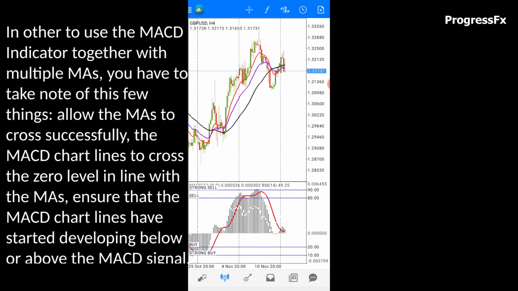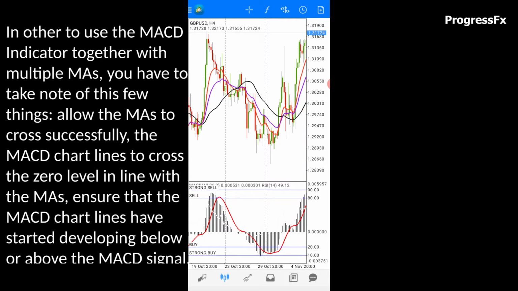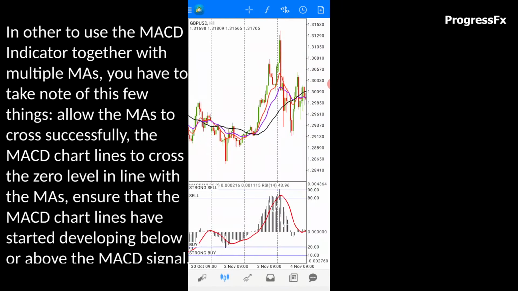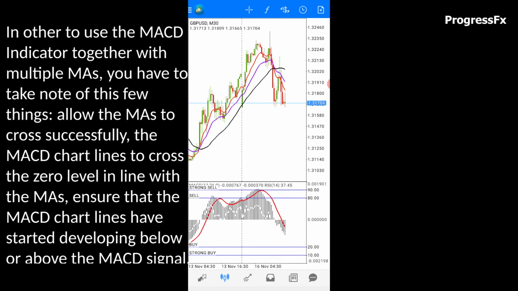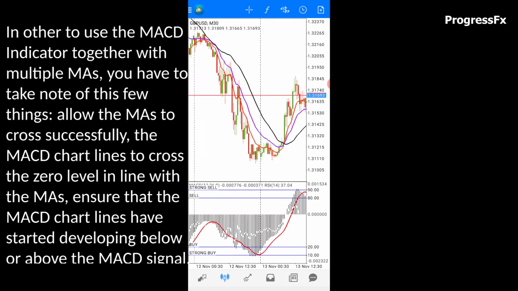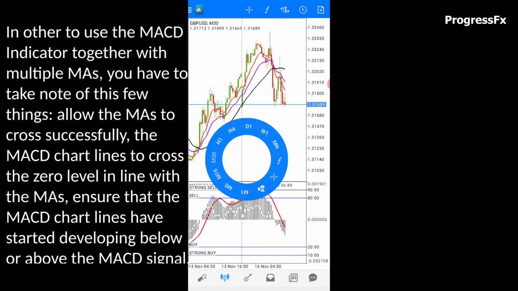So let me teach you what is very, very important in using MACD here. It is always best to use this strategy with 1 hour, 4 hours, or maybe 30 minutes time frame. Let's see how it looks in 1 hour time frame. You can see how it looks. So let's go back and see how it looks in 30 minutes time frame. So this is my own suggestion: 30 minutes, 1 hour, and at worst 4 hours time frames.